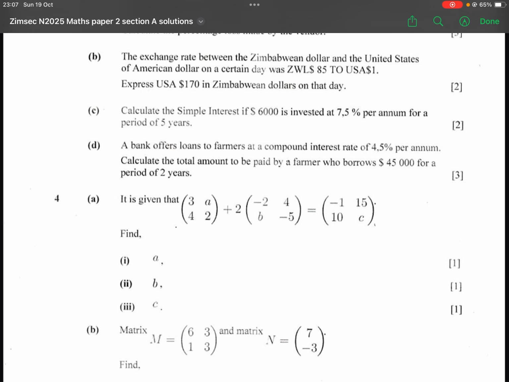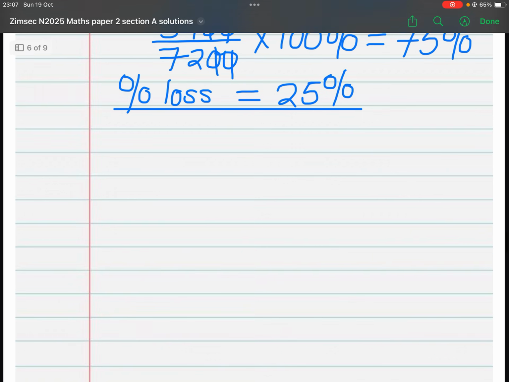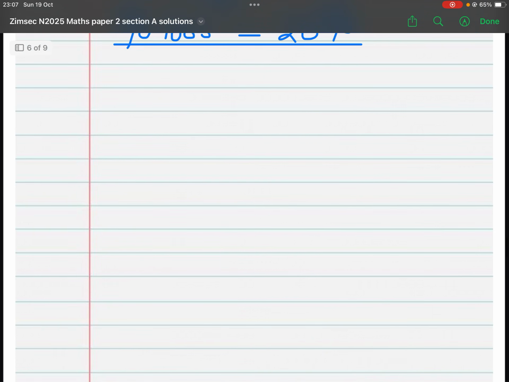Part B of the question is reading, the exchange rate between the Zimbabwean dollar and the United States of America dollar on a certain day was ZWL $85 to USA dollar. We are required to express USA 170 in Zimbabwean dollar on that day. So this was a question on exchange rate, and we are just required to apply proportion. So this is how we are going to answer part B of number 3.